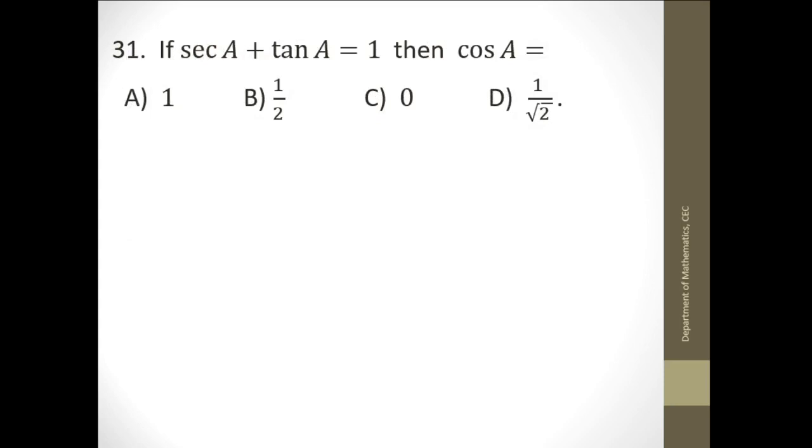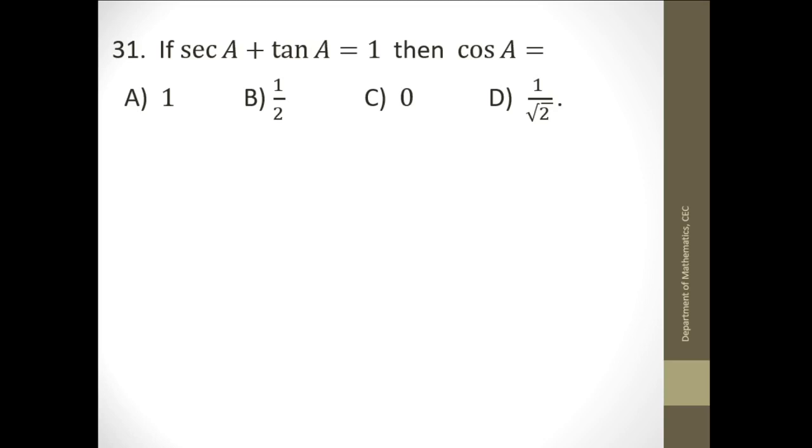Secant A plus tan A is 1. Then how to find cos A? See, we know that secant square A is 1 plus tan square A. Therefore, secant square A minus tan square A is 1. A square minus B square is A minus B into A plus B. Therefore, secant A minus tan A into secant A plus tan A is 1. Secant A minus tan A is 1 by secant A plus tan A. 1 by 1 is 1. So, secant A plus tan A is 1.